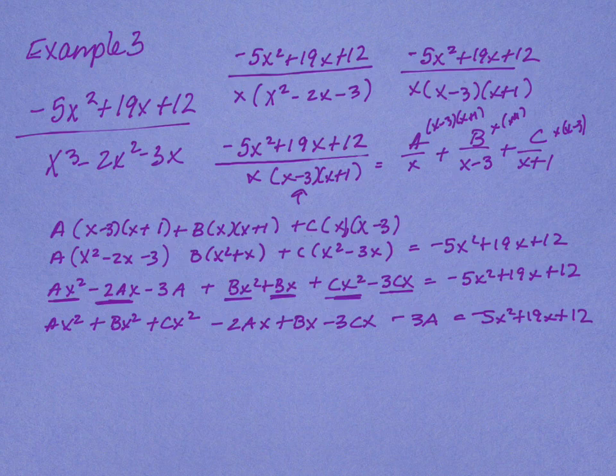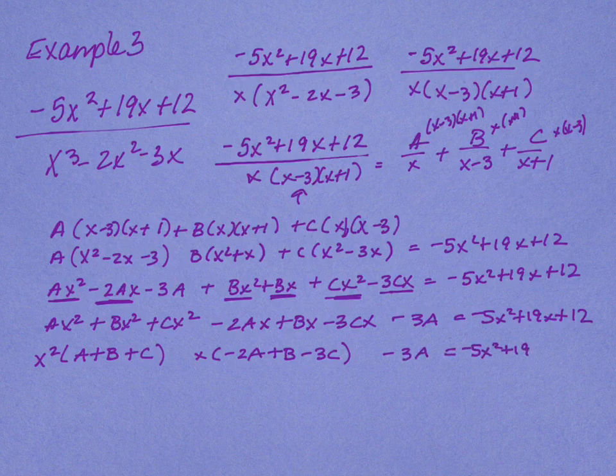All right, now let's factor out our x's. So our x squared first. x squared is a plus b plus c. Our x is negative 2a plus b minus 3c. And then we have negative 3a by itself. So that's all equal to negative 5x squared plus 19x plus 12. So now we have everything. We can set them equal to each other.